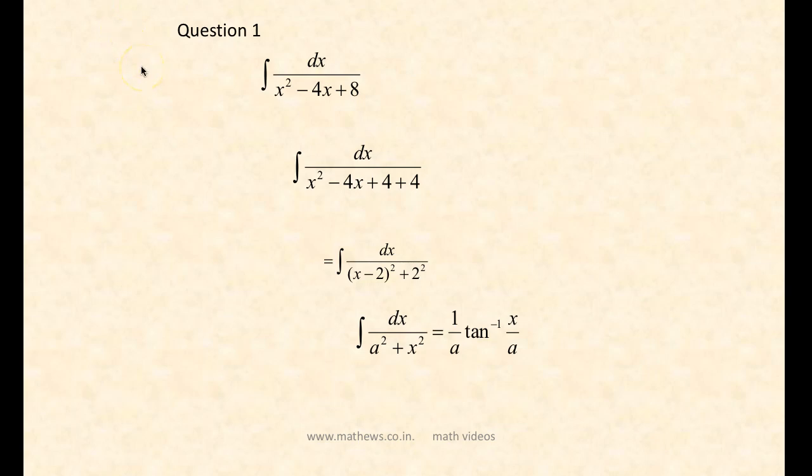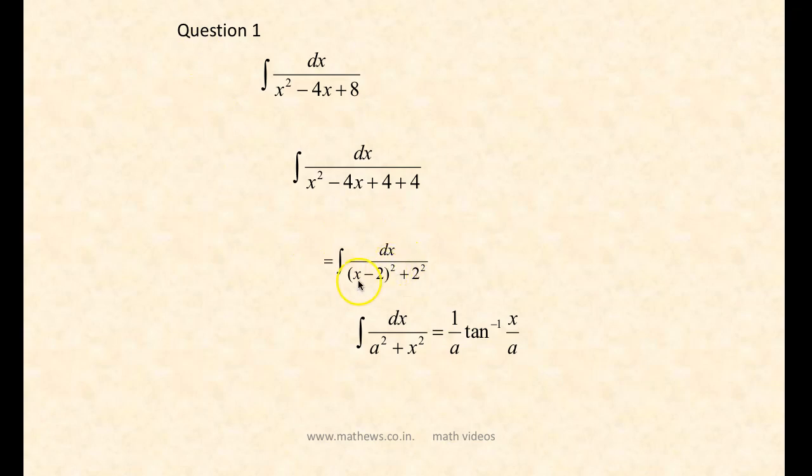So we start with a simple question, integral dx by x squared minus 4x plus 8. Now we try to write this as a sum of a perfect square. To do that, take the coefficient of x, which is minus 4, divide it by 2, minus 4 by 2 is minus 2, square of minus 2 is 4. So if I add 4 here, it becomes x squared minus 4x plus 4, which is x minus 2 the whole squared. And from 8 I have taken 4, so we add 4 here.